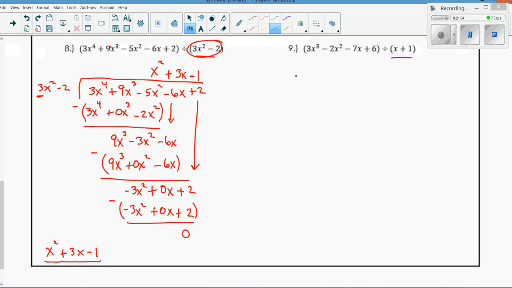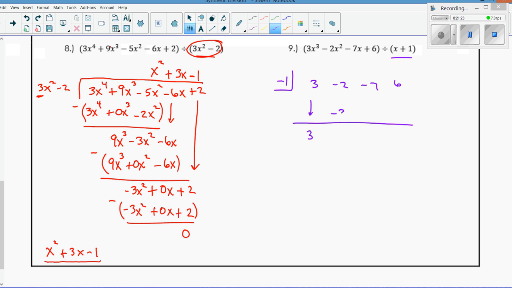X plus 1. So yes, I can use synthetic division. My coefficients are 3, negative 2, negative 7, and 6. I just want to check real quick. This is to the third, to the second, to the first, to my constant, so I'm good. All right, bring my 3 down.